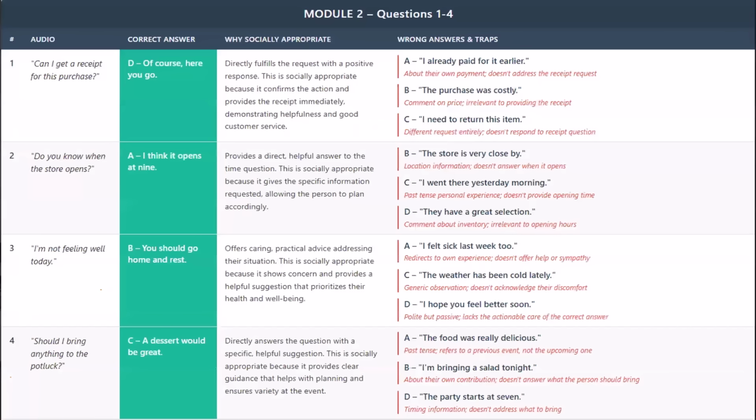So for the listen and respond, the correct answer, this is just more detail. And if you got something wrong, you can kind of see where you got it wrong. But number one was D. Number two is A. Three is B. And four is C.